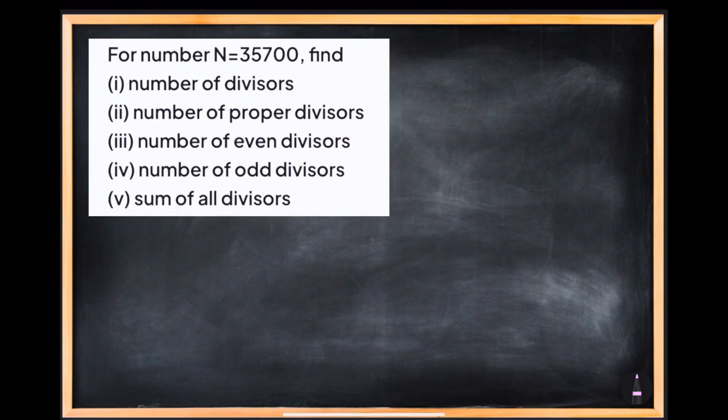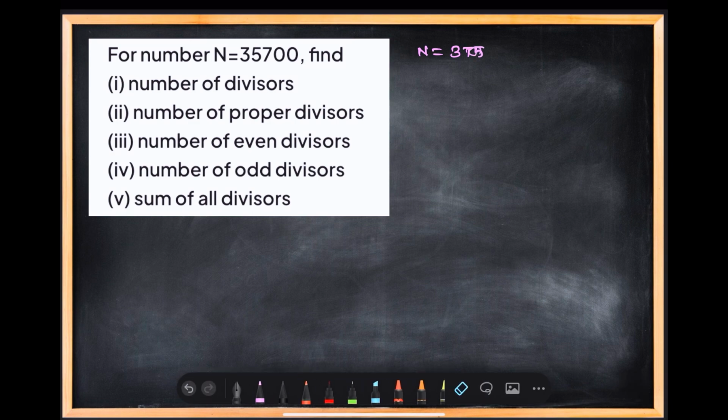Okay, so in this part we will study about divisors. A divisor means a number which can divide a given number. Suppose that we have a number n which is 357 double zero, that is 35700. So let's do the prime factorization.